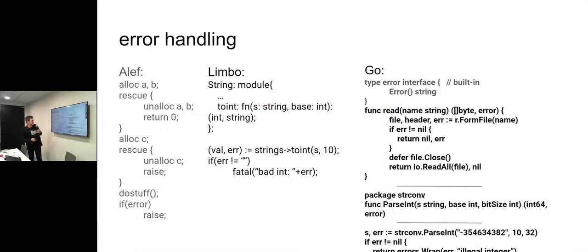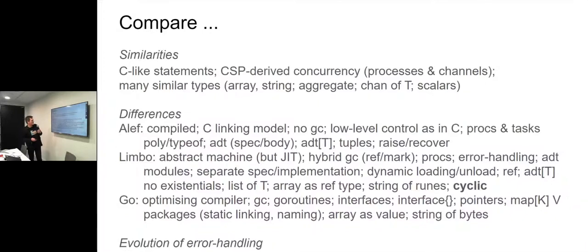In Limbo we added exception handlers, as I said before, to avoid some unpleasantness. So let's now start comparing, just looking at Alef, Limbo, and Go.